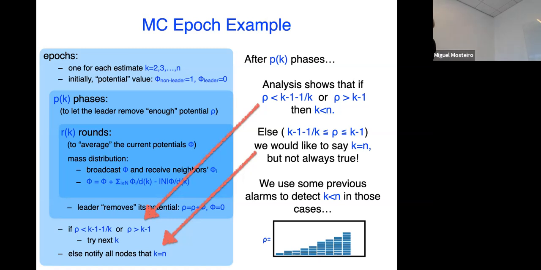K minus 1 is the total potential in the network, right? Because each non-leader has a 1 and the leader has 0. And there is exactly 1 leader. Remember, this is the initial configuration. So they should not get more than K minus 1. If they get K minus 1, potential was created, which is possible, but only if K is smaller than it. The lower bound is K minus 1 minus 1 divided by K. It's a small fraction smaller.